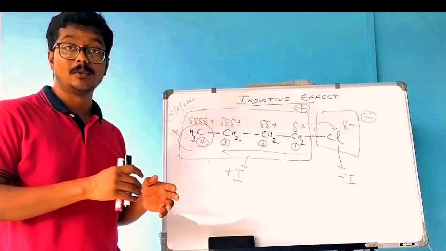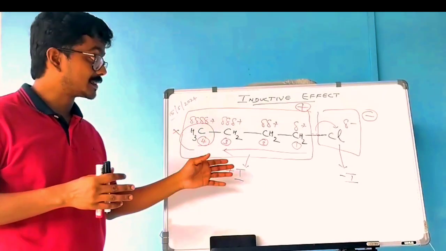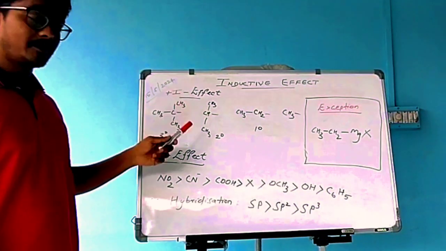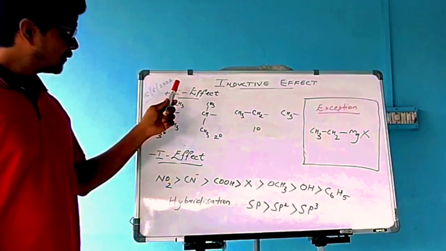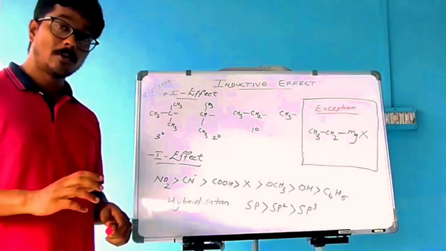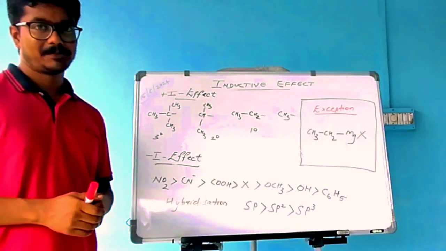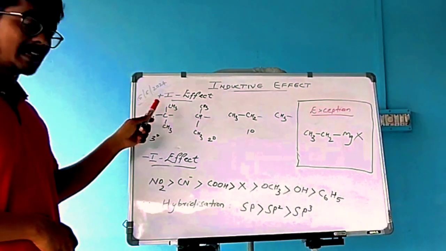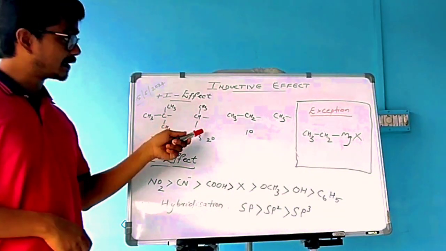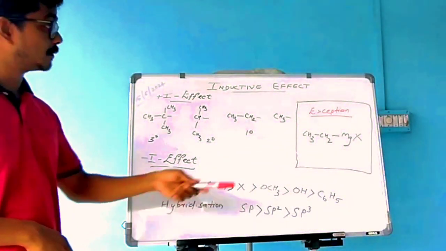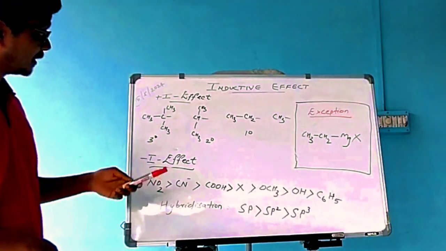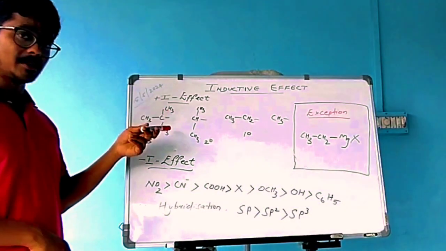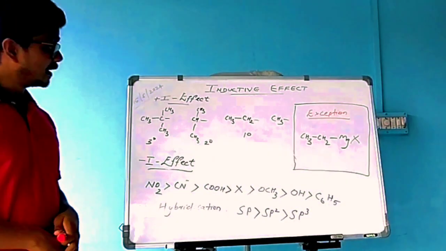Now we move on to the examples of plus I and minus I groups. Inductive effect can be classified as plus I effect and minus I effect. When we consider the plus I effect, all alkyl groups show plus I effect. So let's consider this example. This is a tertiary alkyl group. This is a secondary alkyl group. This is a primary alkyl group. The last one is a methyl group. When the central carbon is bonded with three other carbon atoms or alkyl groups, it is known as tertiary.